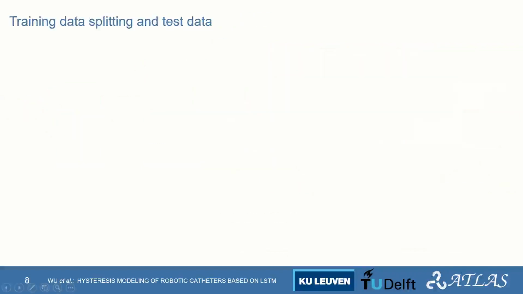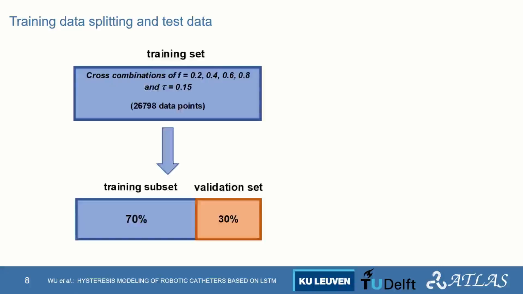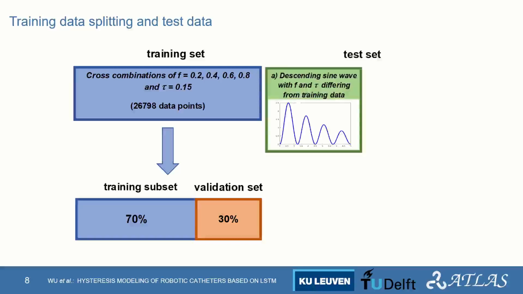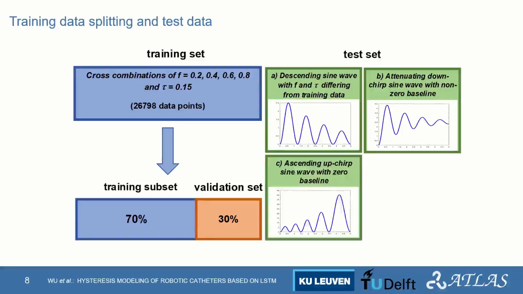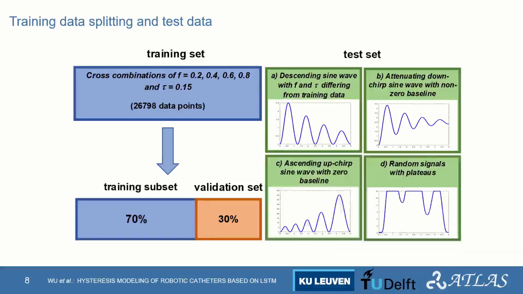The training data were further split into a training subset and a validation set with a ratio of 70% to 30%. The trained LSTM was tested on 4 types of signals, as shown on the right figure, that contain different patterns such as time-varying frequency, ascending trajectory, as well as arbitrarily varied signals with plateaus. Note that these signal patterns were not included in the training data.